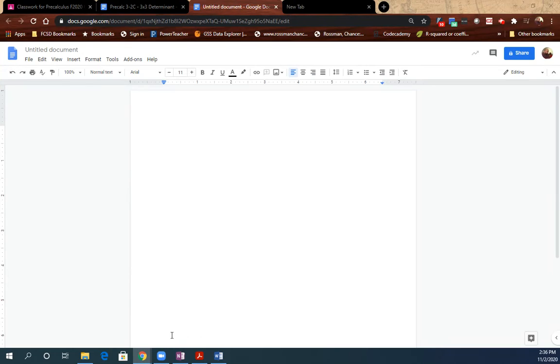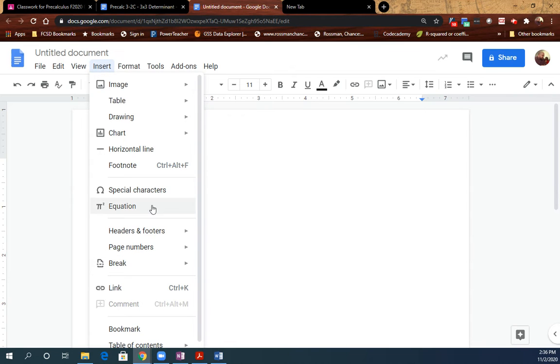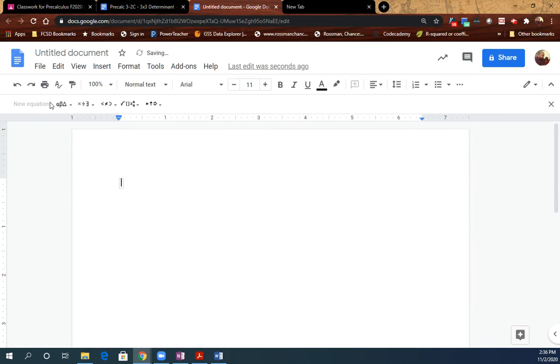In the next assignment, you're going to be using the equation editor. The equation editor is actually fairly easy to use, kind of handy. It allows you to have very professional looking mathematical documents. And the way you use it, if you go to Insert, Equation, you have equation editor tools here.